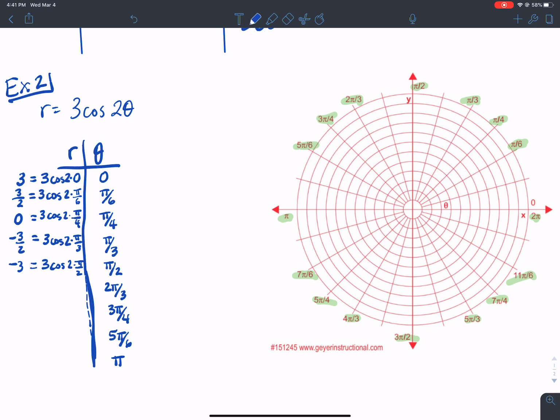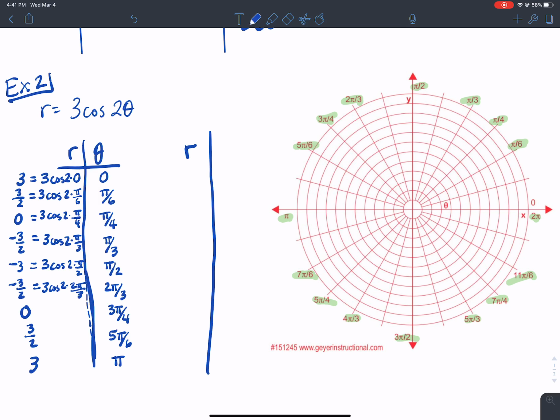All right, next we get 3 times the cosine of 2 times 2 pi over 3. That's 4 pi over 3. Cosine of 4 pi over 3 is -1/2 times 3, which is -3/2. Do you see the pattern? So I'm guessing the next one's going to be 0, and then 3/2, and then at pi, we're going to have 3. That's going to be the pattern.